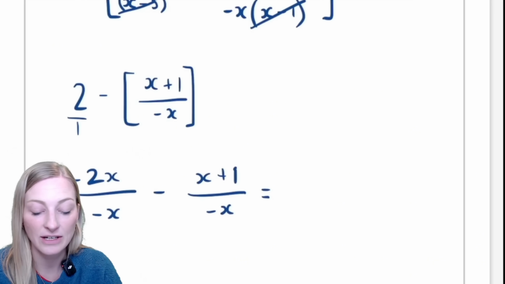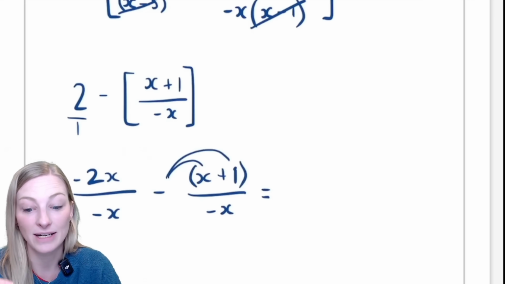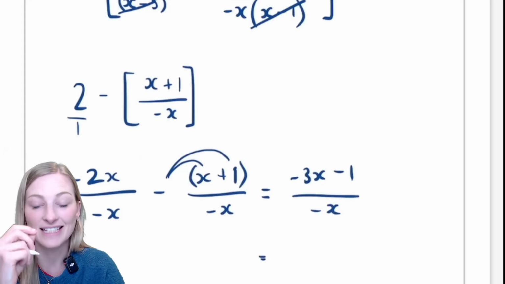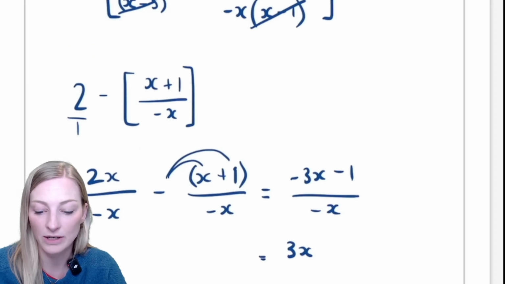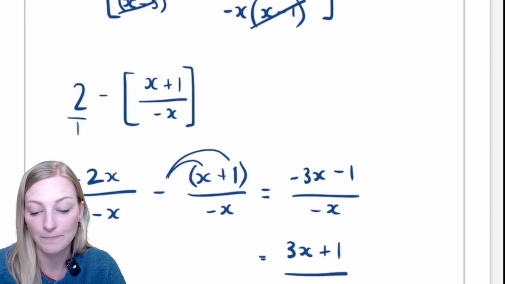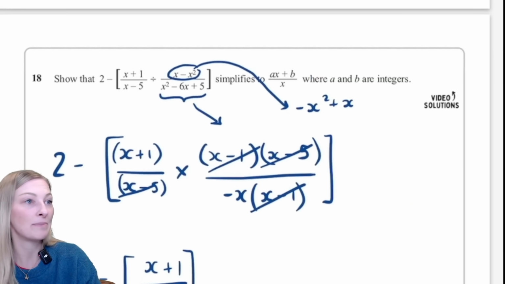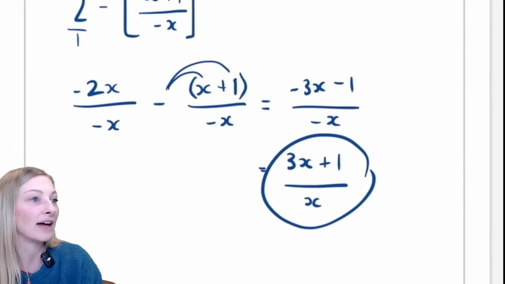And now I can go ahead and subtract, but remember you're taking away both of these things. So it's going to be minus 2x minus x, which is minus 3x, and minus 1, which is minus 1, all over minus x. And let's just sort that out. Everything is negative here, so let's make it positive by timesing the top and the bottom by minus 1, and we get 3x add 1 over x. It asked me to write it in that format, so I'm happy with that. Ax add b over x, and we've got 3x add 1 over x. There we go.